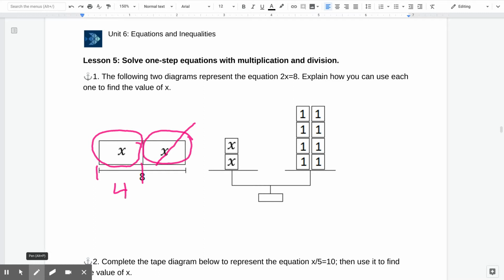In this side, what we're going to do is divide each of them into two parts on the scale. So I can think of this x as going with this section of ones. And if I divide the whole thing by 2, I'm going to end up with only one x on one side and 4 ones on the other side, giving me the same answer.